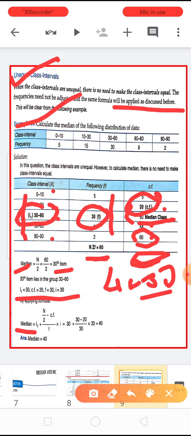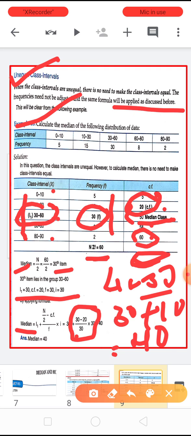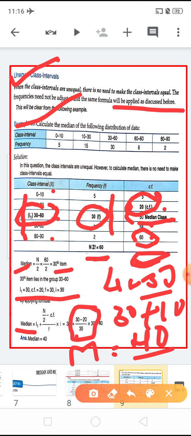So L1 is 30, plus n by 2, that is 30, minus 20, that is 10, divided by 30, into I, which is 30. So children, with the simplification we will get 30 plus 10. So the median is equal to 40 here. 40 is the median for this class interval.